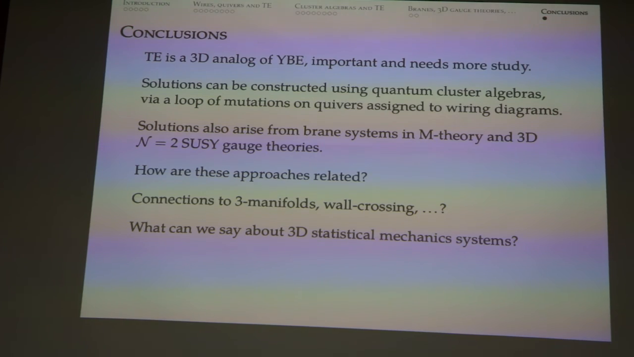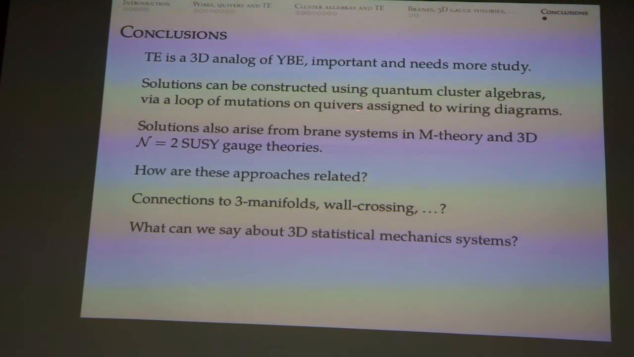Okay, so let me wrap up. So here's the conclusion. One of the main messages obviously is that the tetrahedron equation is a 3D analog of the Yang-Baxter equation. I would like to advertise this fact. It's important, but needs more study. Okay? And then it's interesting to construct new solutions, and new solutions can be constructed using quantum cluster algebras via loops of mutations on quivers assigned to wiring diagrams. And furthermore, solutions can also appear from some brane systems, M theory, and 3D gauge theories.